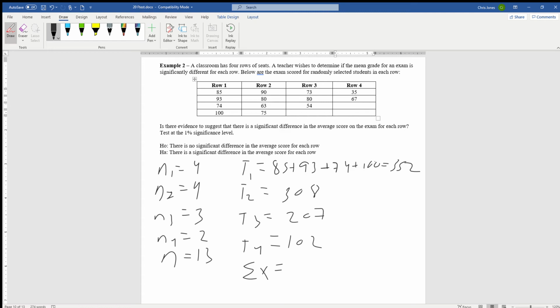And then finally, we're going to take all 4 of those values and add them up to get the sum of x. And I end up with 969. So again, please check me just to make sure. If there's an error, shoot me an email so that I can redo this video.